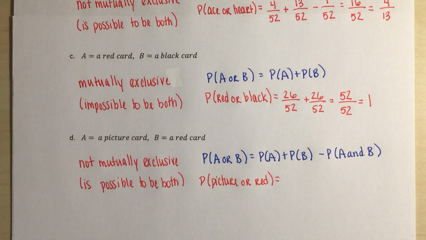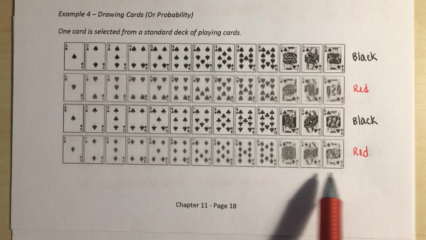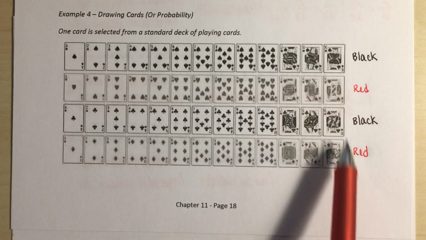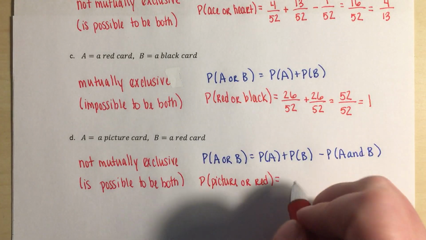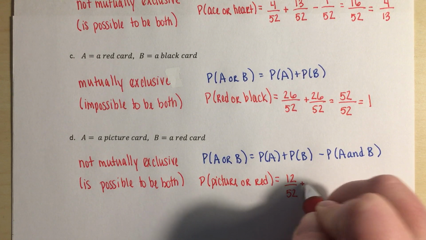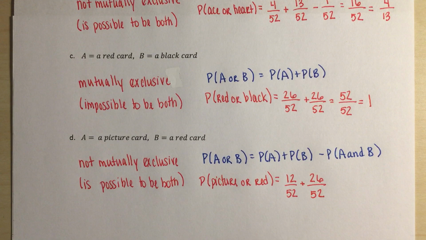All right, so if we go back to our deck of cards, we have 3 different face cards or picture cards in our 4 different suits. So if we look at this, we have a total of 12. So 12 over 52. Plus the number of red cards, right? That was half. That was 26 out of 52.